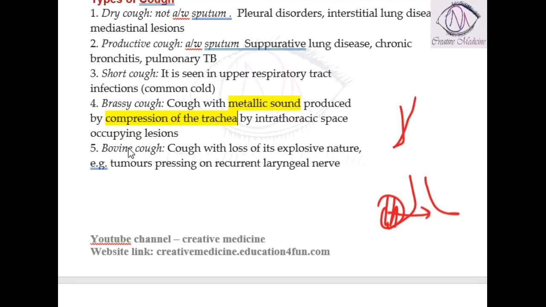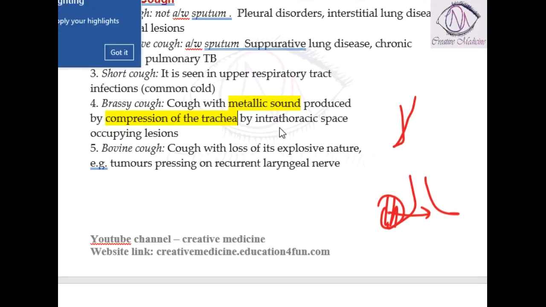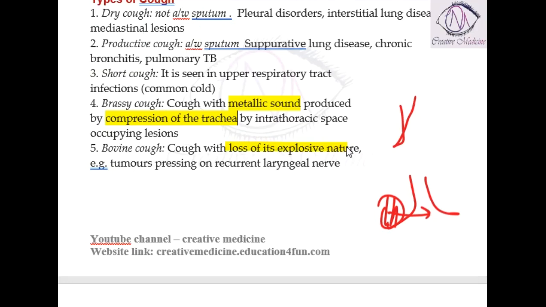Then the fifth type is bovine cough. In bovine cough, there is loss of the explosive nature of the cough. The cough does not have that force. This mainly occurs whenever a tumor presses on the recurrent laryngeal nerve. Then we see this bovine cough.